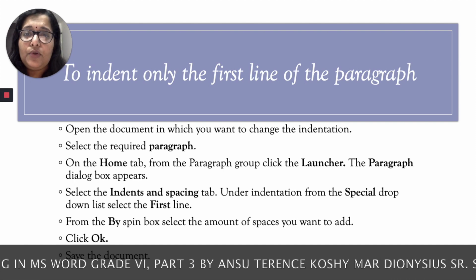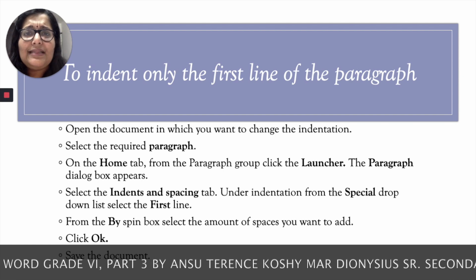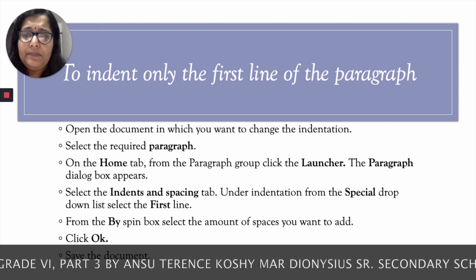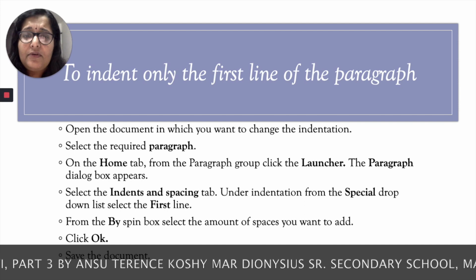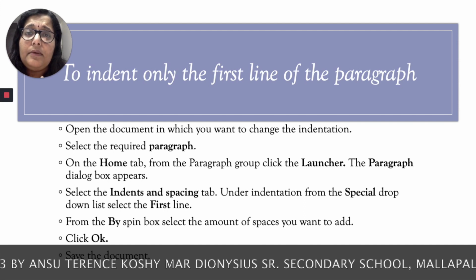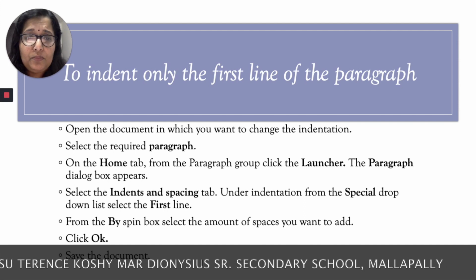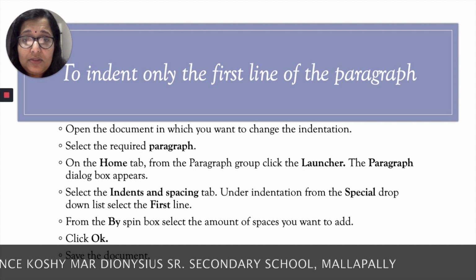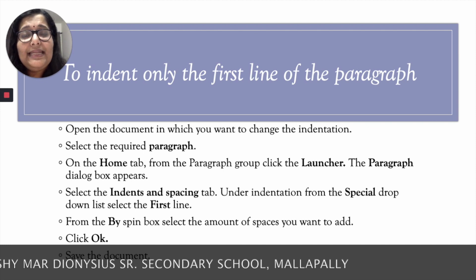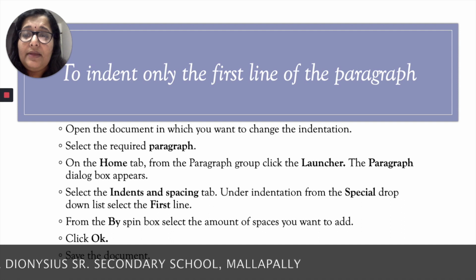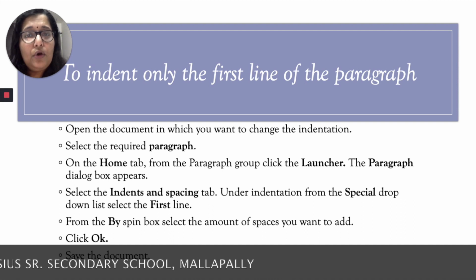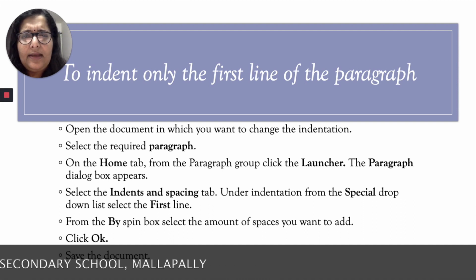That is, what you have to do is select the line that you want to indent. Then you have to go to the Home tab. From the Home tab, you have to click on the Launcher in the paragraph group, and the paragraph dialog box appears. In that, there is an Indents and Spacing tab. In that, you have to select the first line option. And in that, an arrow comes. That is a spin box. You have to click on it and select the number of spaces that you want. Then click OK and save your document.